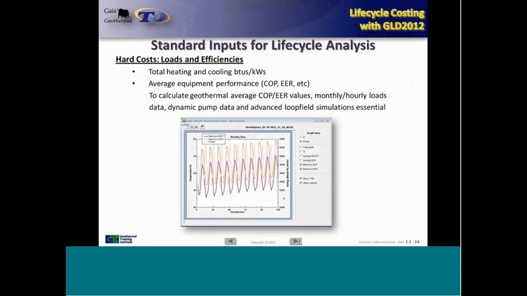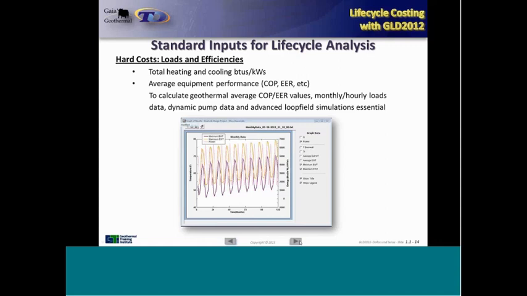These are the things that people normally think of when they're thinking of life cycle analysis. So what we need is loads and efficiencies. We need the total heating and cooling BTUs or kilowatts per system. Then we need the average equipment performance, like average COP and EER values. A lot of times people get a little confused about which COP or EER values to use. A lot of simpler software tools out there only give you one value. It's like your design day predicted COP and EER. But you don't really want to use those values because that's your worst case scenario analysis. What you want to do is calculate the average geothermal COP and EER values.